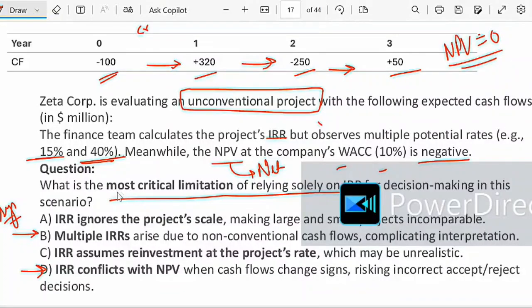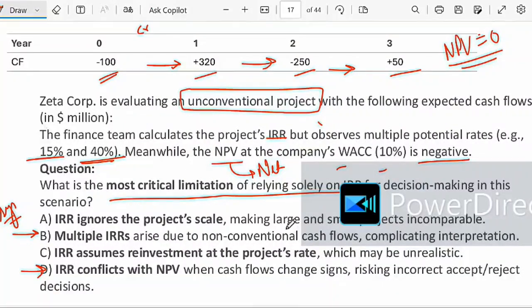Please let me know, is it clear? So that is one of the critical limitations of the internal rate of return, that it conflicts with NPV when cash flow changes sign. As you can see in this case, sometimes it is jumping, sometimes it is going down, going up. That's it. So IRR is not always reliable if cash flows are irregular. This is called irregular cash flow. So NPV is your gold standard. It tells you whether value is created at your real cost of capital or not, right? So that is what this question explained. I hope everything is clear.